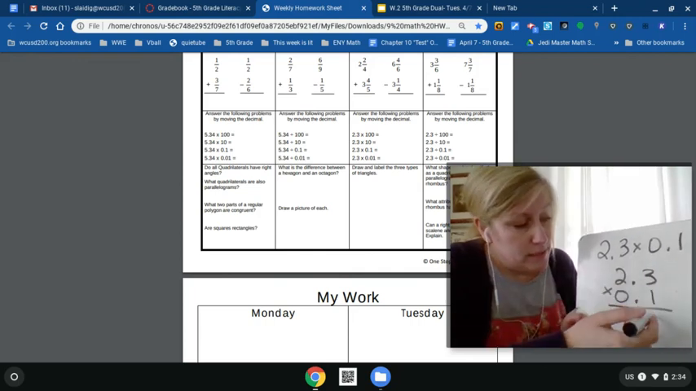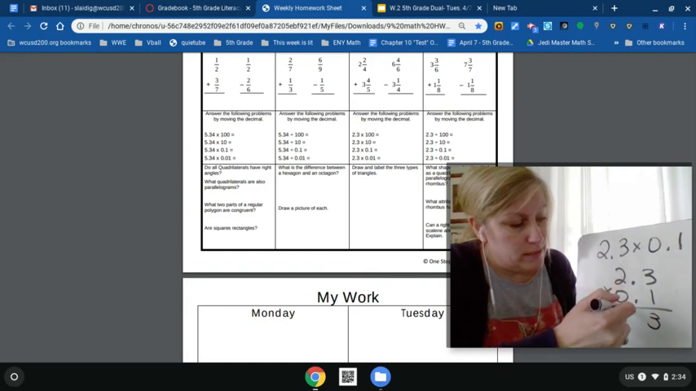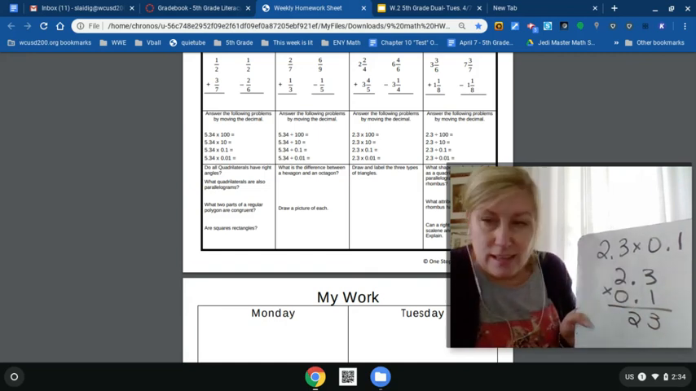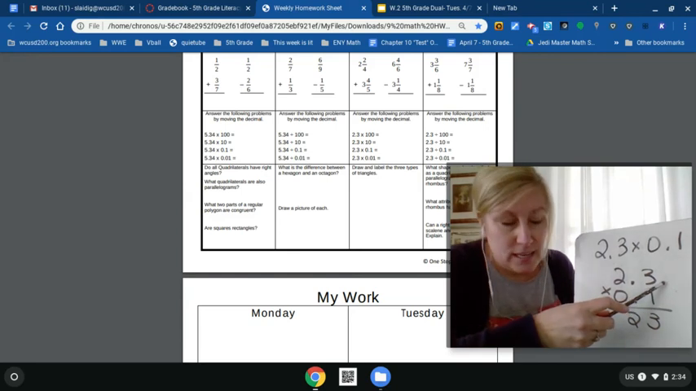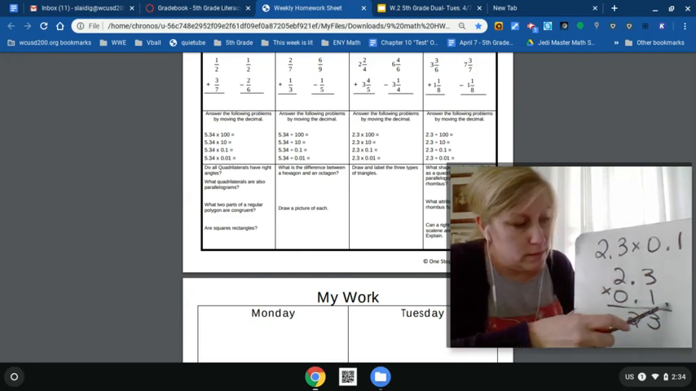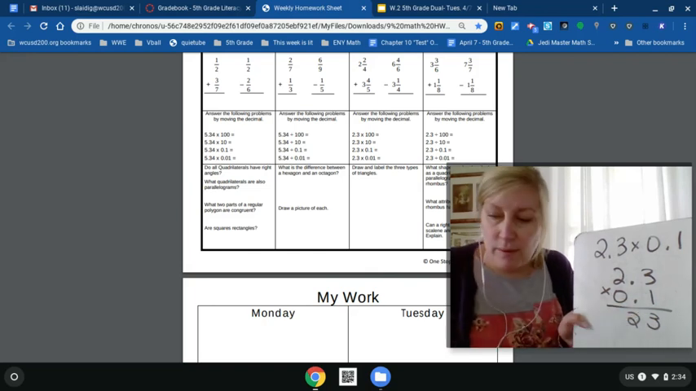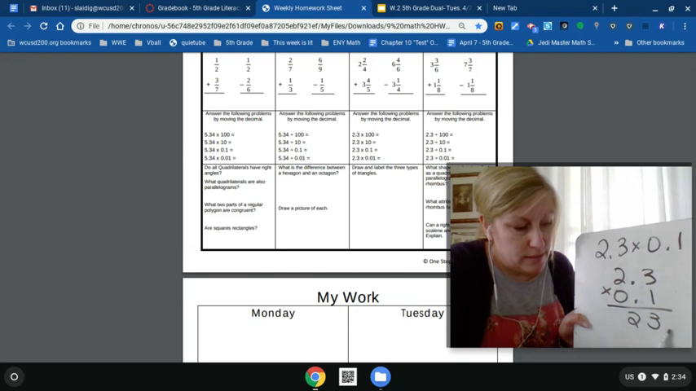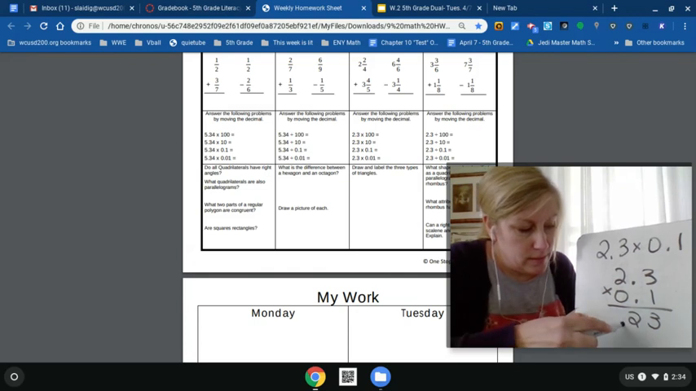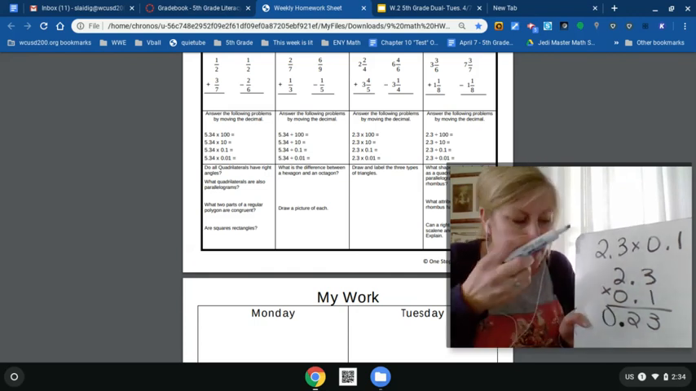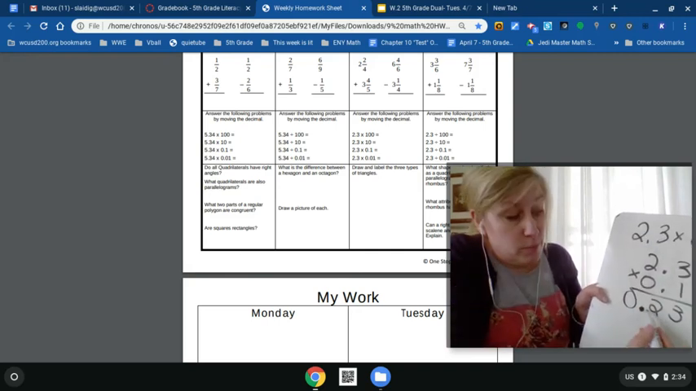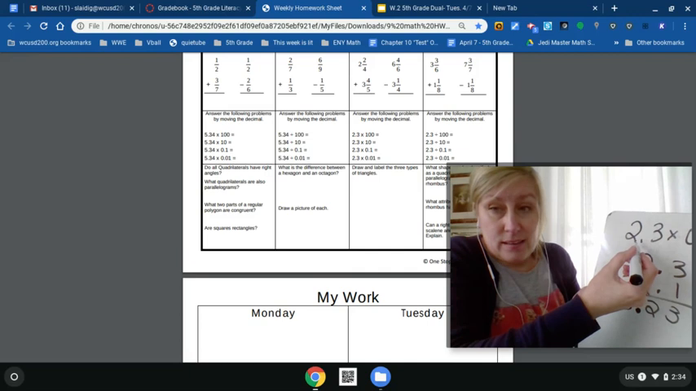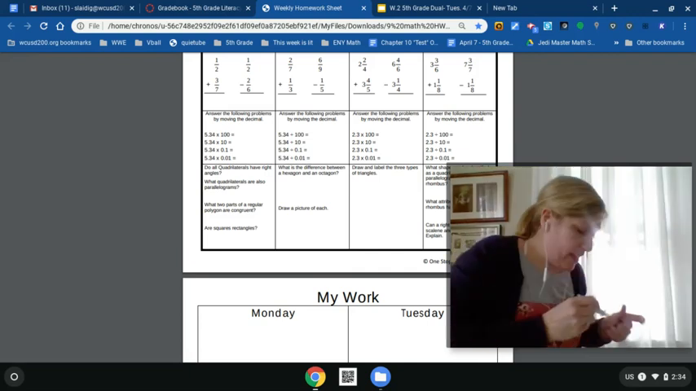3 times 1 is 3. 2 times 1 is 2. And everything else, nothing else. Now, this of course is our trick where we have to count how many places into the decimals come. 1, 2. 1, 2. So come down to your answer and come in twice. 1, 2. That's where your decimal goes. And so the answer is 0.23 on that one. Like I said, 0.23 is definitely way less than 2.3. So that's a good answer for that one.